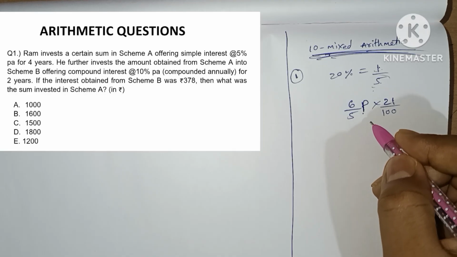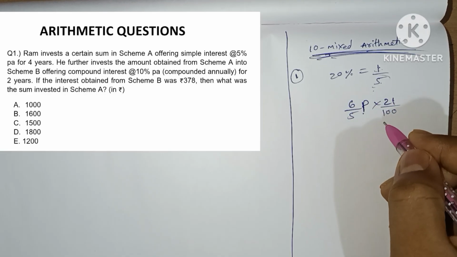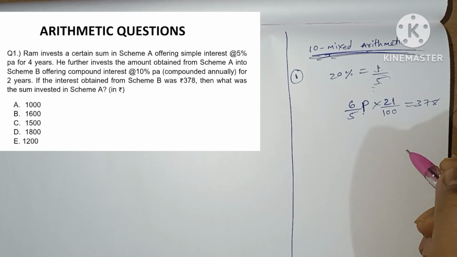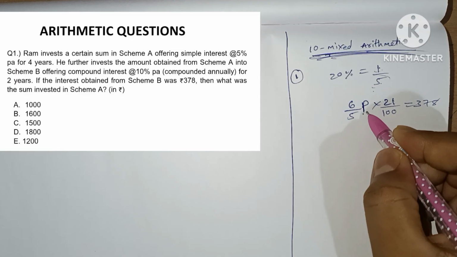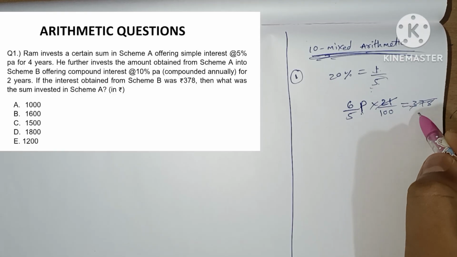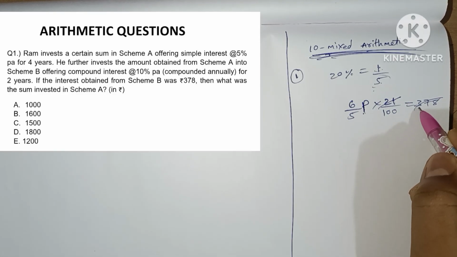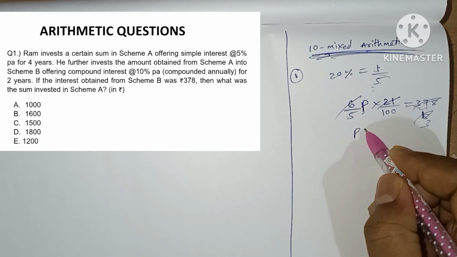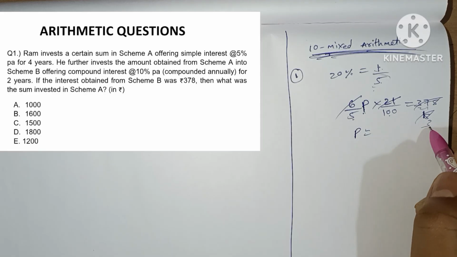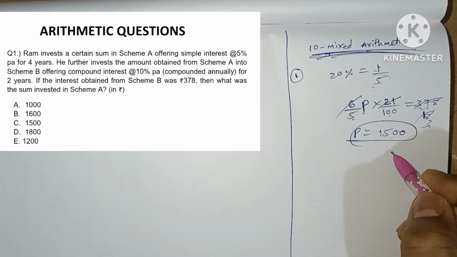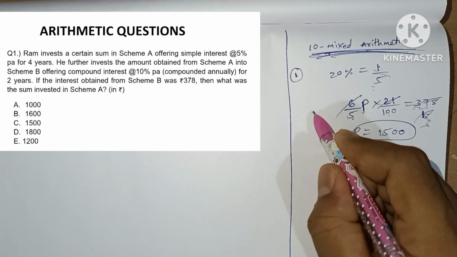The interest obtained from scheme B is given as 378. Now what we need to find is the sum invested in scheme A, that is, the principal amount. So 21 times 1 will be 21, 168 means 18 times 6, 3 times, and the P value will be 500 times 3, which is 1500. So the principal we got is 1500. So our answer will be option C.